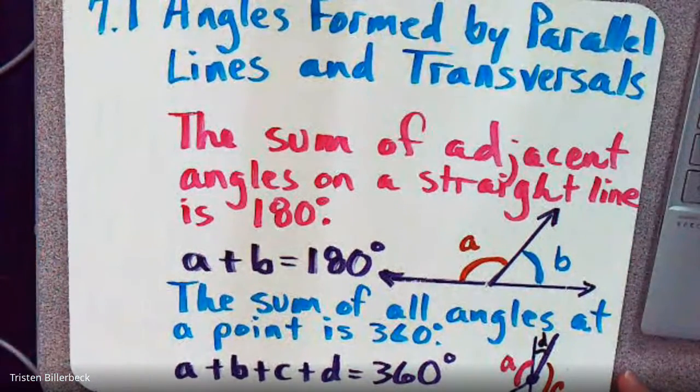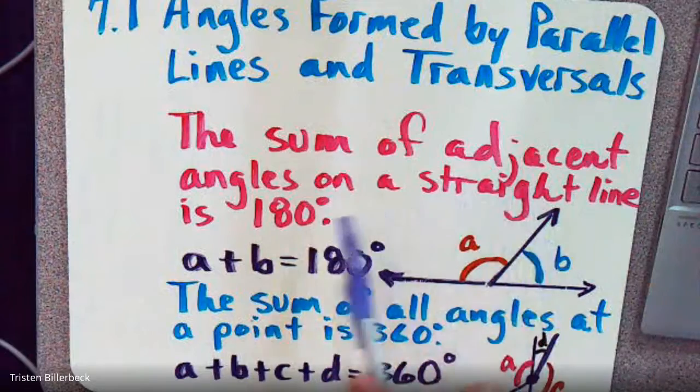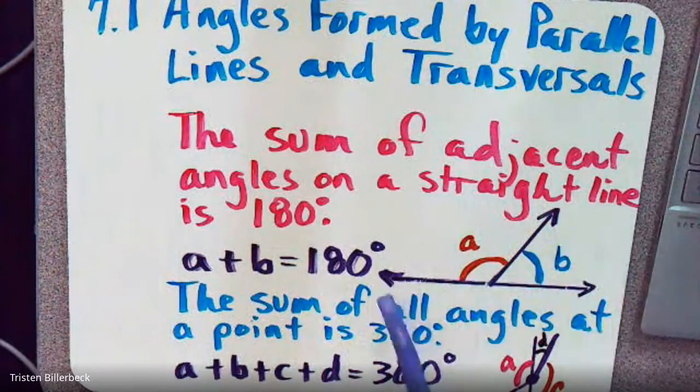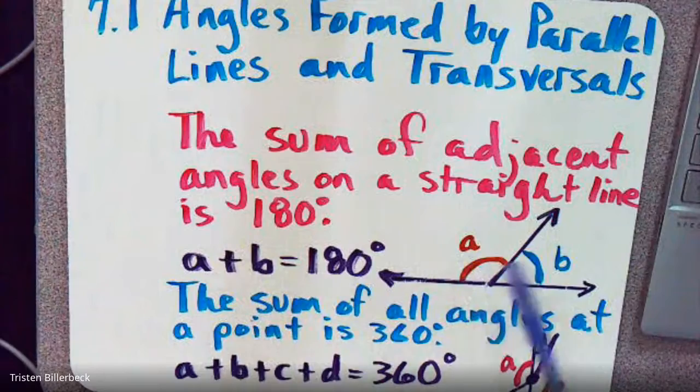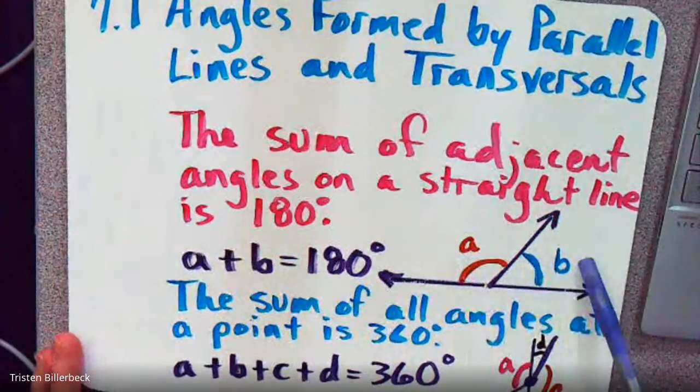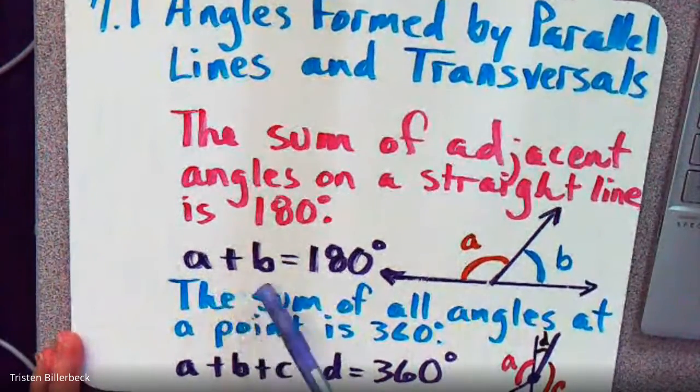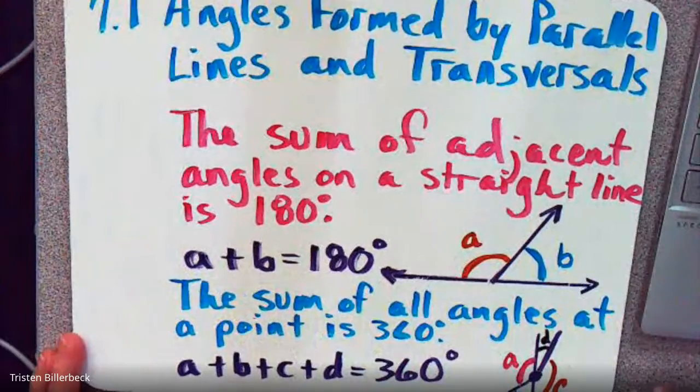So, you know how when you're skateboarding and someone says, do a 180, and that's a half turn. And then when they say, do a 360, that's a full turn. So what we're going to look at is the sum of adjacent angles on a straight line. So we have a straight line right here is 180. So if this is angle A and this is angle B, A plus B is 180.